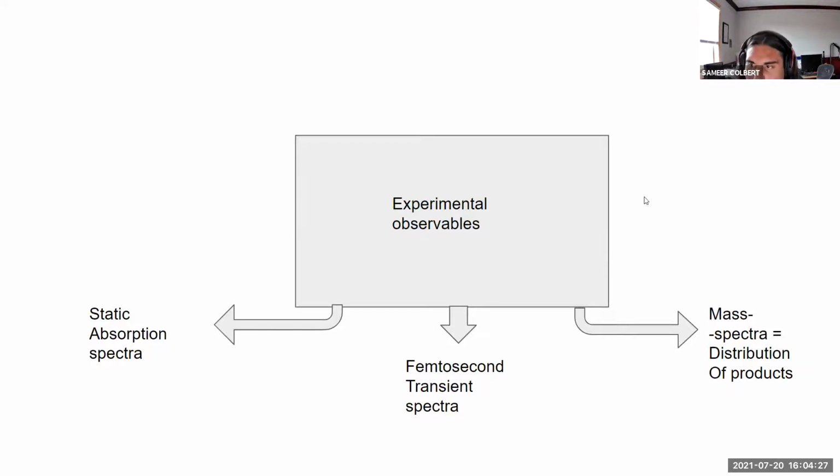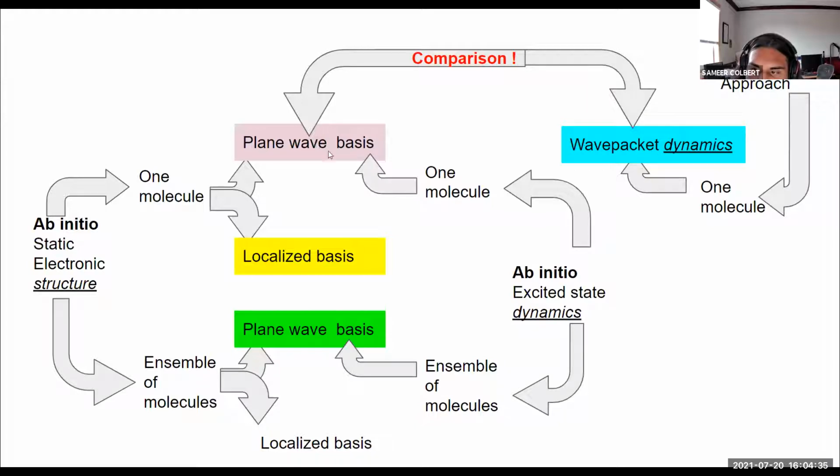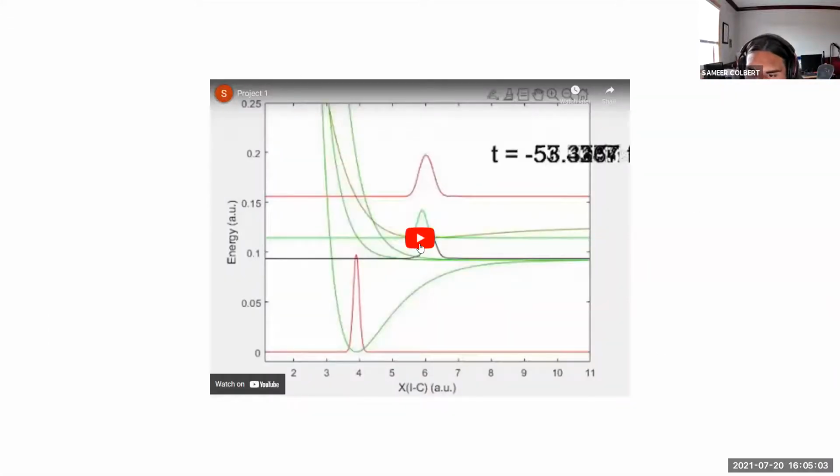And to do that, we need to find these things. We need to find the wave packet dynamics, plane wave basis for excited and static, localized basis for ab initio static, plane wave basis of multiple molecules for static and excited, and localized basis for multiple molecules. And so the first thing that we did was we ran a Matlab simulation to figure out our wave packet dynamics. And so I will play that for us.